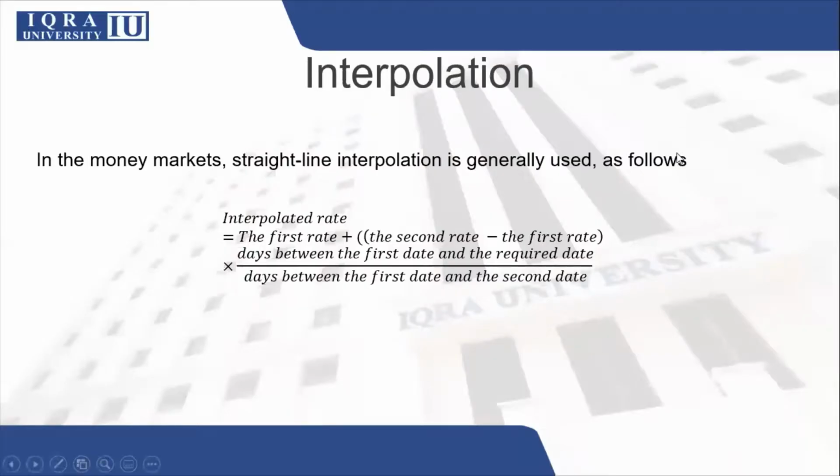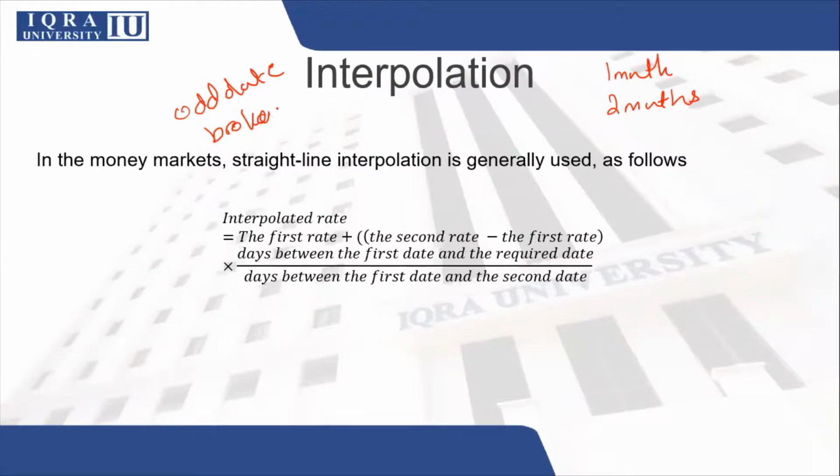So now we're going to discuss another topic, which is interpolation. In the money market and the foreign exchange market, prices are generally quoted for a standard period such as 1 month or 2 months and so on. So if the dealer needs to quote a price for an odd date, or you even call this a broken date, it means that the quotation is not available. Then the quotation needs to be interpolated from the ones that you have.